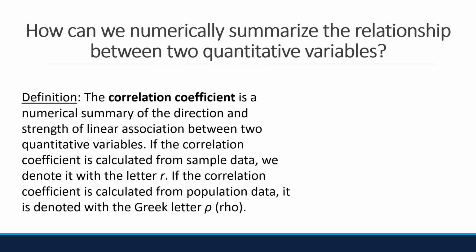The correlation coefficient is a numeric summary of the direction and strength of a linear association between two quantitative variables. If the correlation coefficient is calculated from sample data, we denote it with the letter R. If it is calculated from population data, it's denoted with the Greek letter rho.